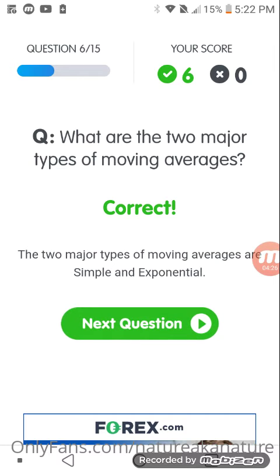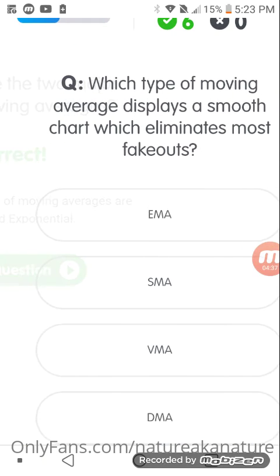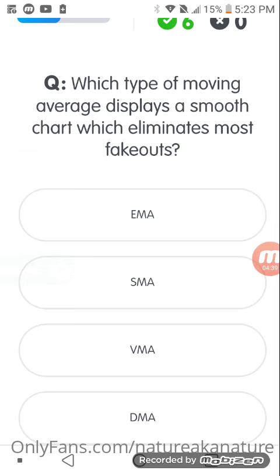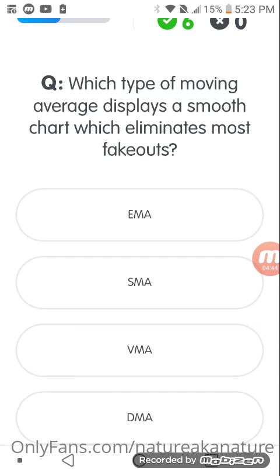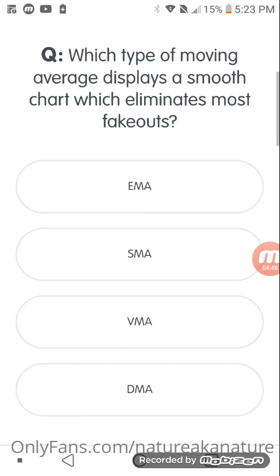Okay, MA stands for moving averages. So you just put the S and the E on SMA and EMA, and there you got simple moving average and exponential moving average. Which type of moving average displays as a smooth chart which eliminates most fake outs? A smooth chart that eliminates most fake outs would be the SMA.